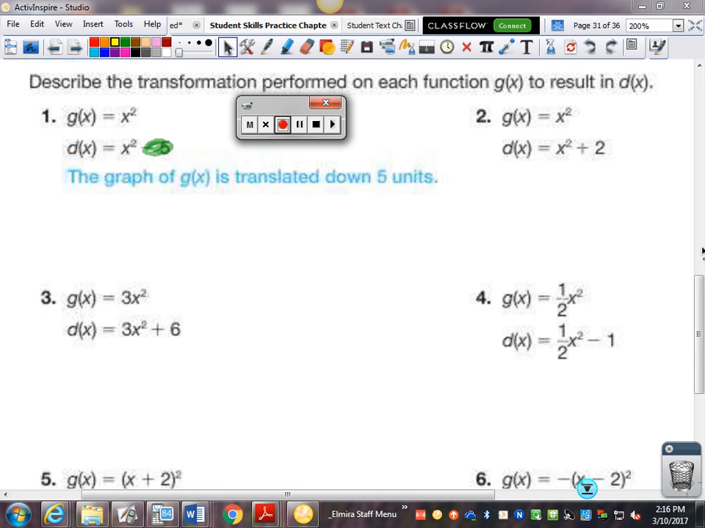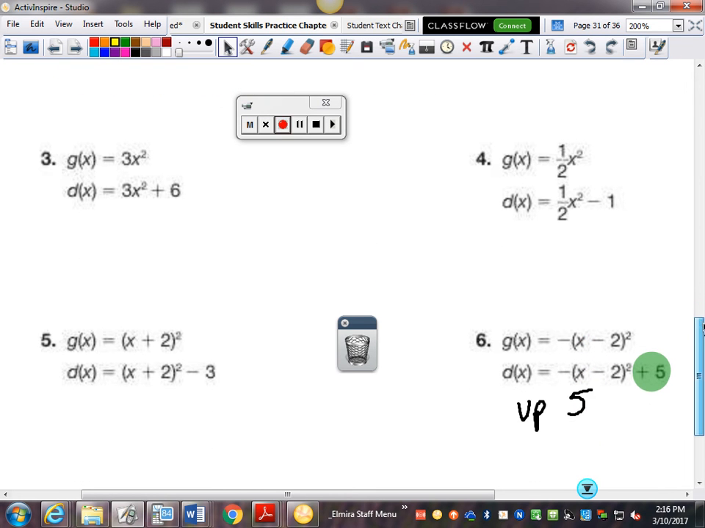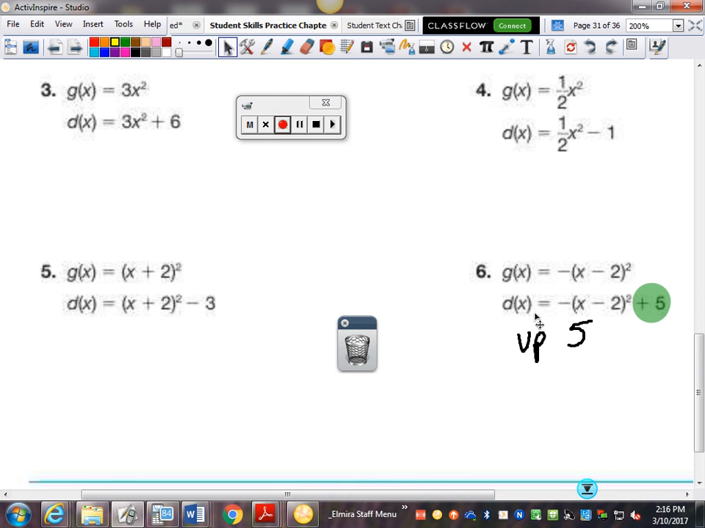Alright, on to your homework. Now, be careful, because what it's asking you to do is compare the first function they give you to the second function that they give you. For example, if I look down at number 6, which looks more complex, it's not asking you to talk about the fact that there's a negative sign here and there's a -2 here.